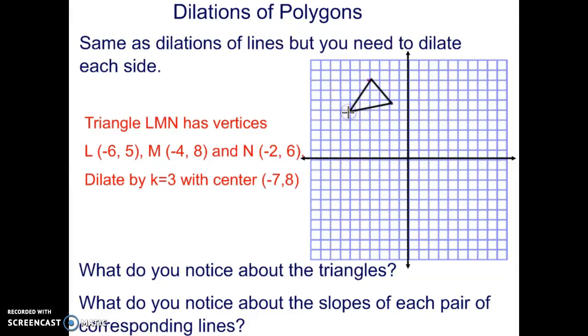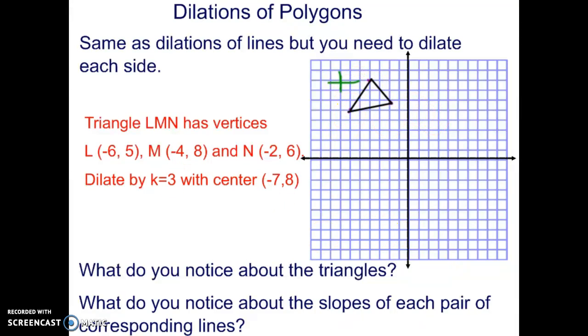And on this one, the center of dilation is negative 7, 8. So that means that all the way over here at negative 7, 1, 2, 3, 4, 5, 6, 7, and up 8, 1, 2, 3, 4, 5, 6, 7, 8. This is my center of dilation. So from that point, that's where I'm going to use my scale factor, which is 3.